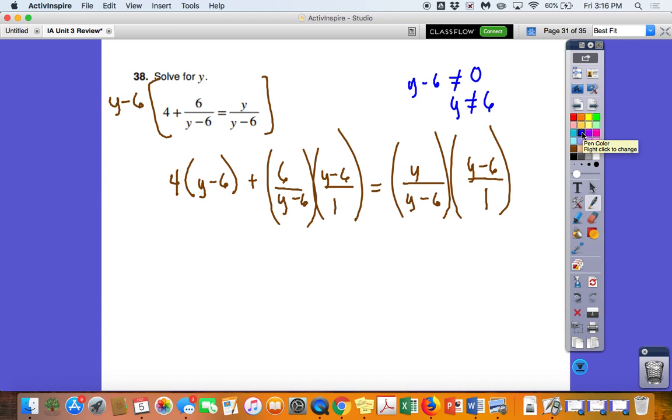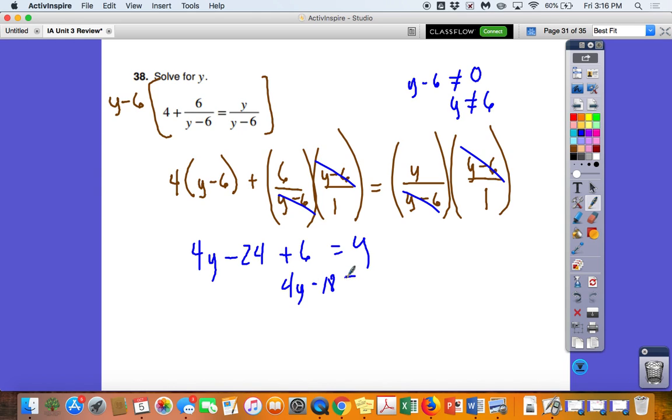Okay. You're looking for all your denominators to cancel. So they should have matches. This guy didn't have a denominator to start with. So 4y minus 24. Okay, over here the only thing left is a 6. And over here the only thing left is a y. So that kind of got small real fast. So I got 4y minus, what is that, 18 equals y.